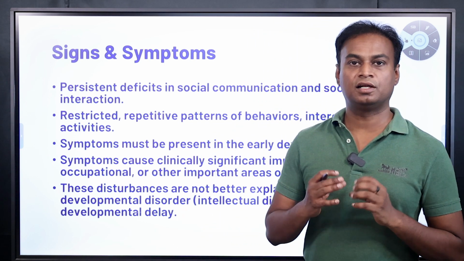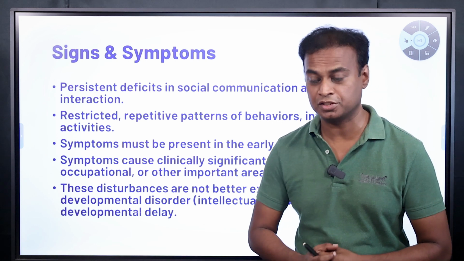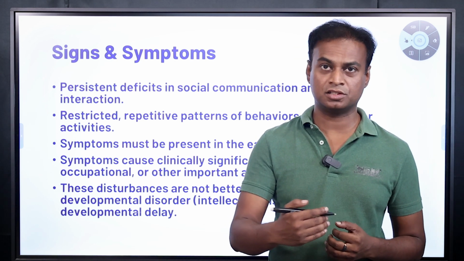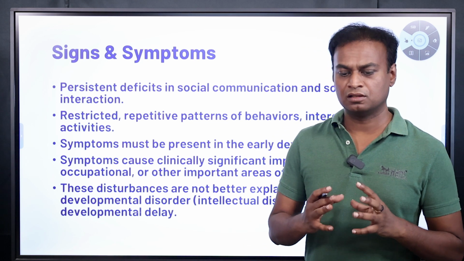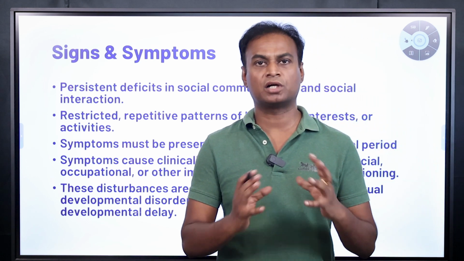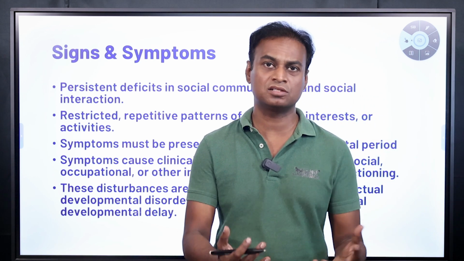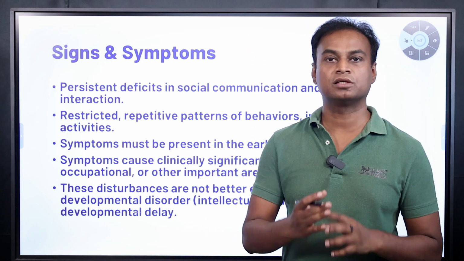Next one is deficiencies in developing, maintaining, and understanding social relationships. They are not able to understand the relationship between them and the father or mother or people around them. They are not able to maintain the relationships. They have difficulties in adjusting behavior to various social contexts.